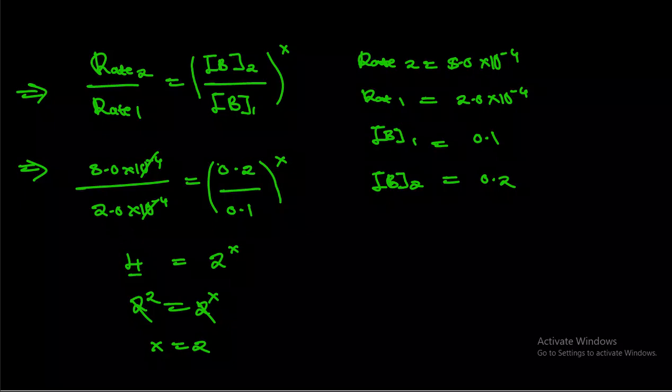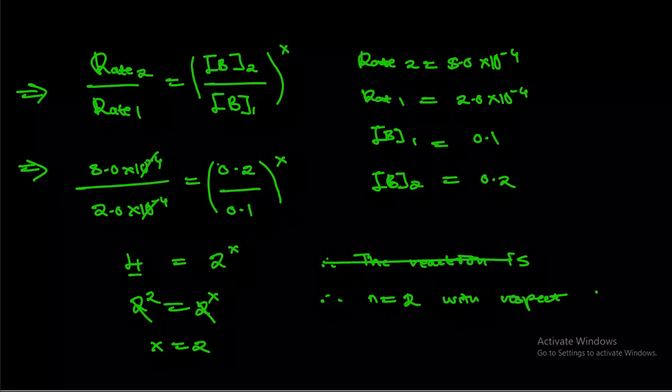So we are going to say that the reaction is second order with respect to B, because we are determining B. Or, in simple English, I'm just going to say n for B is equal to 2 with respect to B. n stands for the rate order. That's how you find this kind of expression.